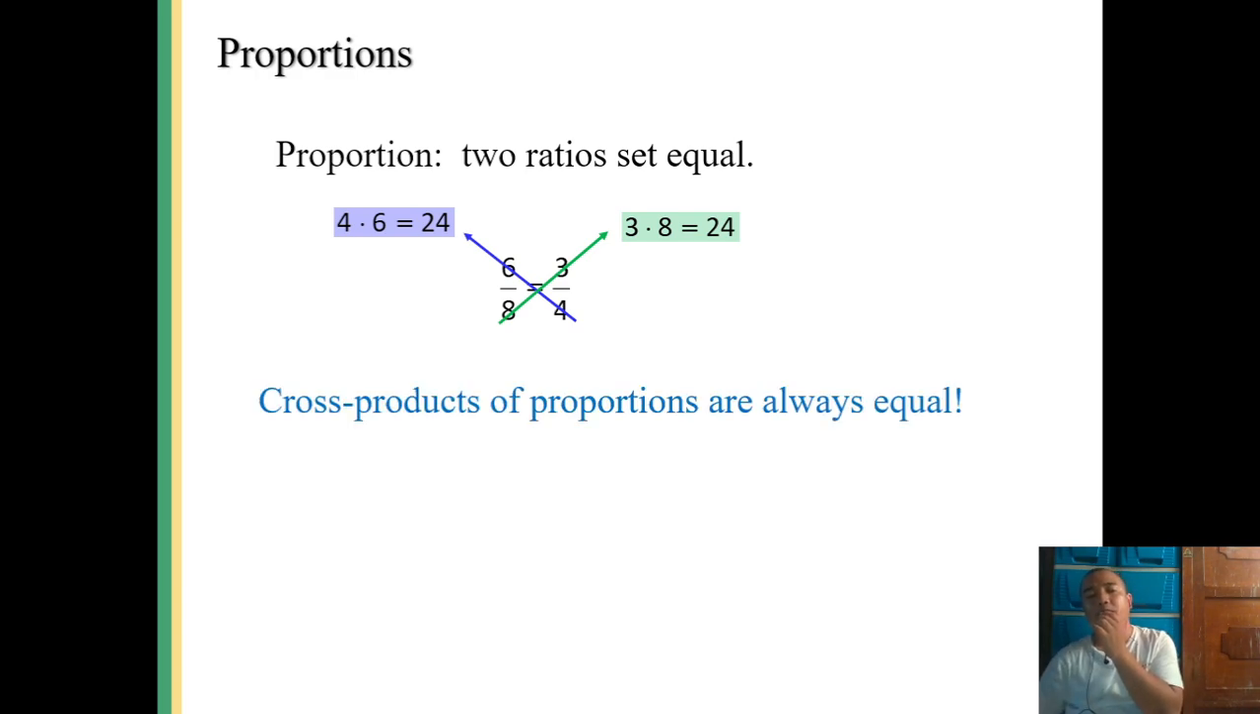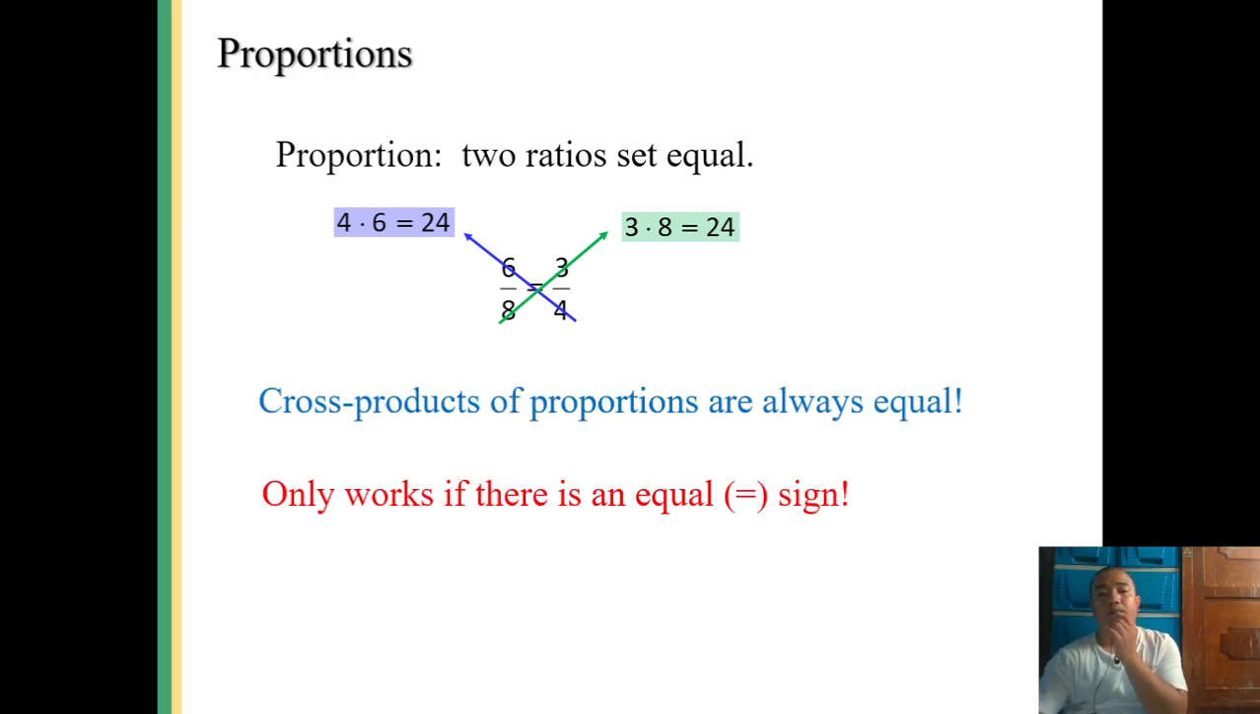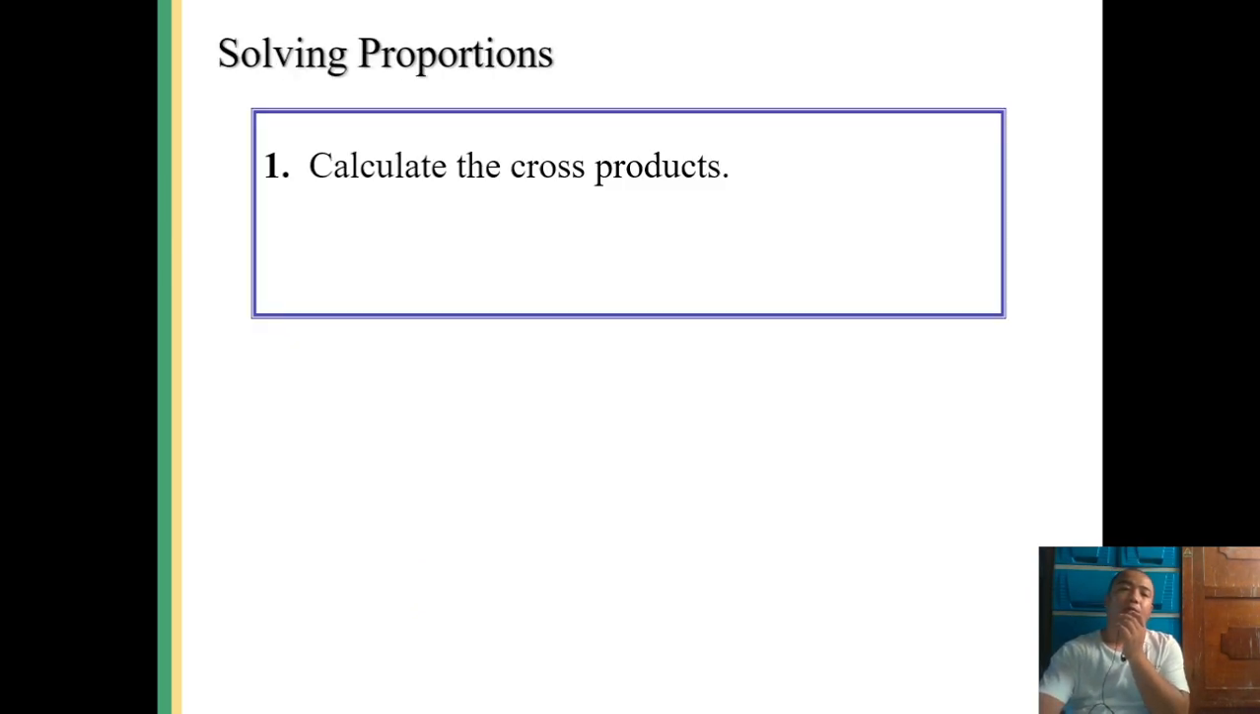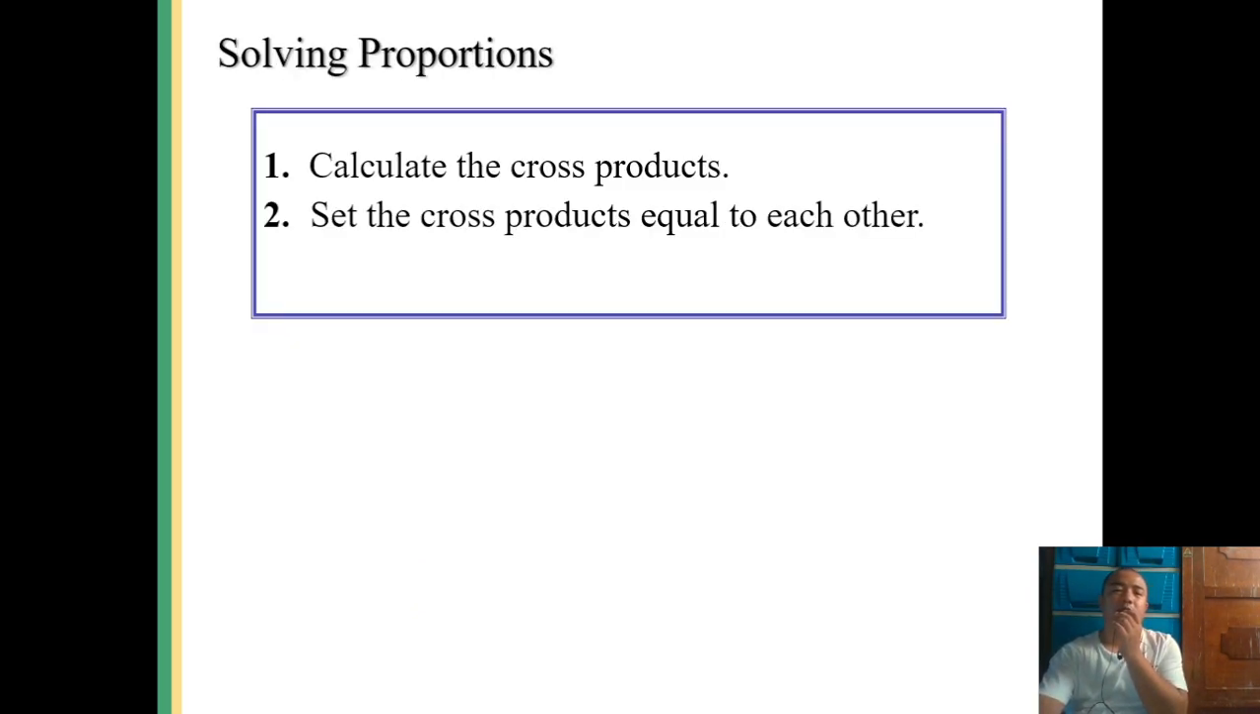Cross products of proportions are always equal. This only works if there is an equal sign. How about this? 6 over 8 is equal times 3/4. Okay? No, that's not possible. Solving proportions: calculate the cross products. Set the cross products equal to each other and solve the equation.